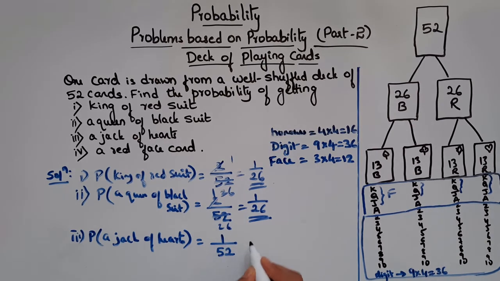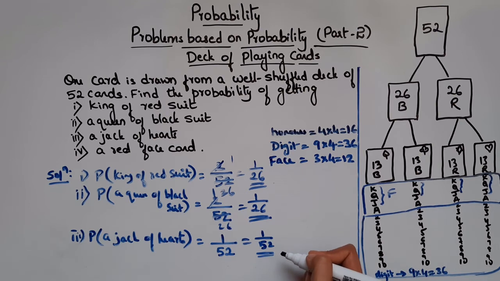So 1, which is equal to 1 by 52. Therefore the probability of getting a jack of hearts is 1 by 52.